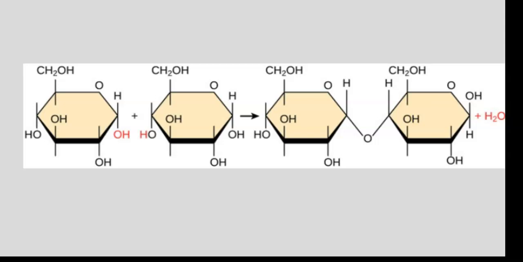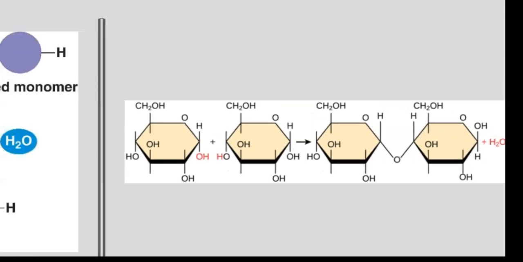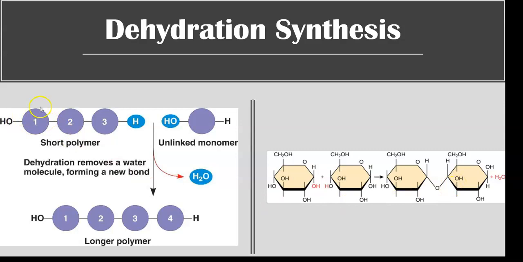Now, if we add another monomer to this dimer with another dehydration synthesis, then we'll get 3 monomers. Anything greater than 2 units is called a polymer. So that's why here we can officially call this one a polymer because it has 3 units. So we go from monomer to dimer to polymer.